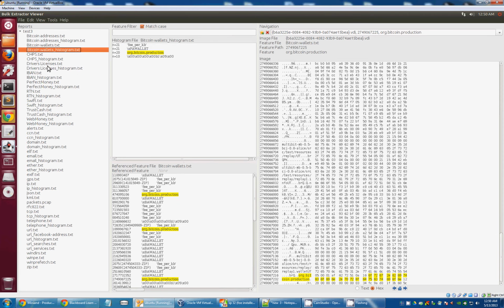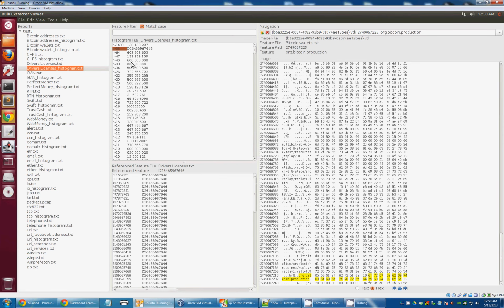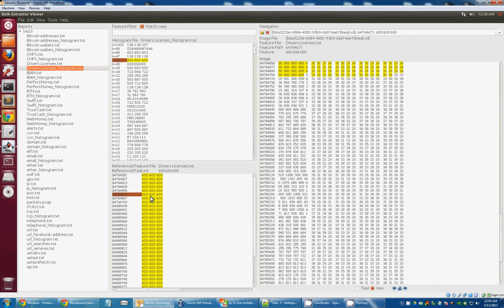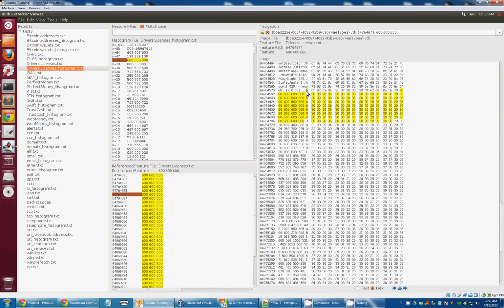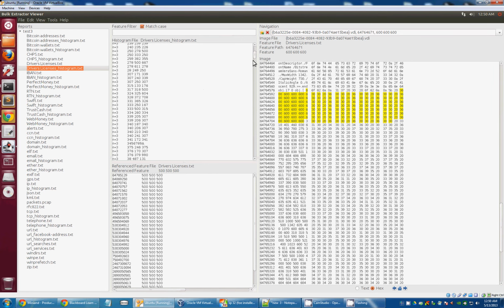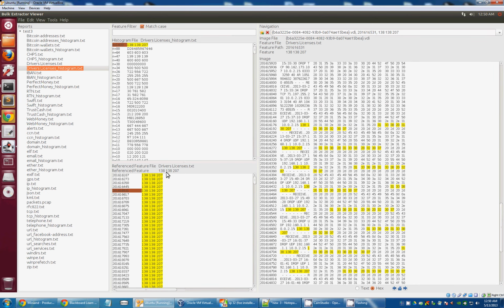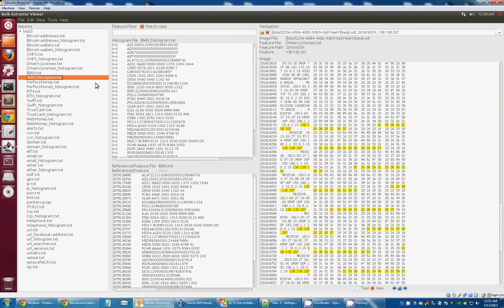The driver's license one still has quite a few false positives. I don't know if there's really a whole lot to do about it. It's in the middle of white space. There are quite a few hits, but I was trying to limit it. It is better than it was before, but I think the actual features for the driver's licenses may just be a little too loose to avoid this high rate of false positives. But it is what it is, I suppose.